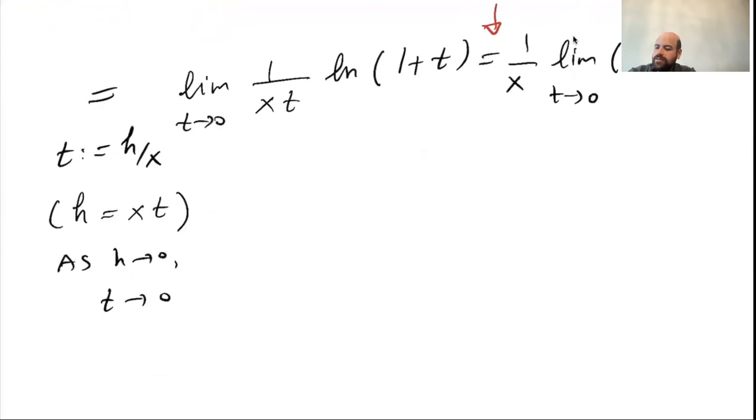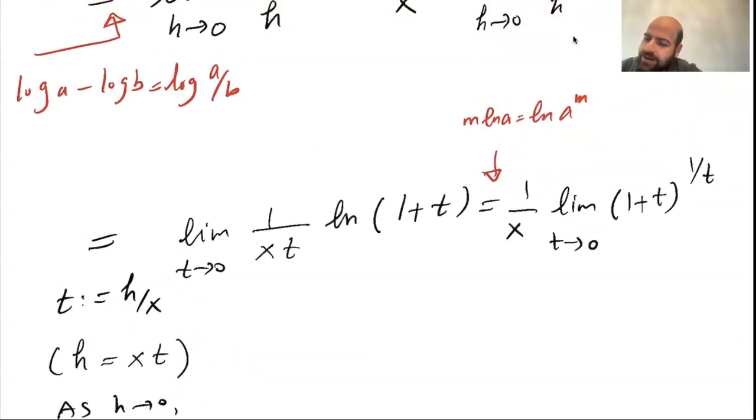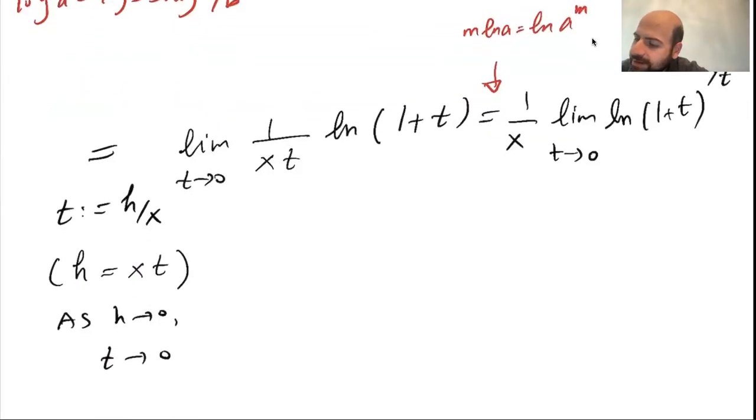And then this one, we can write it as, now this one, oh, there is also ln, so I forgot the ln. Limit of ln of this expression, ln of (1 plus t) to the power 1 over t. Now the expression inside, we know that it has a limit. So I can write it as 1 over x ln of the limit of (1 plus t) to the power 1 over t.